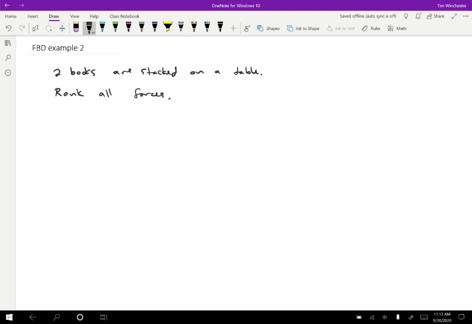Okay, so what does the situation look like? Well, I'm going to start with just a sketch. I think that's a good place to start with a lot of these problems. So let's call the bottom book A, and then I'll have the book on top be a little bit smaller. I'll call that B. Okay, so I want to draw free body diagrams for each of the two books. So I want to draw one for A, and I want to draw one for B.